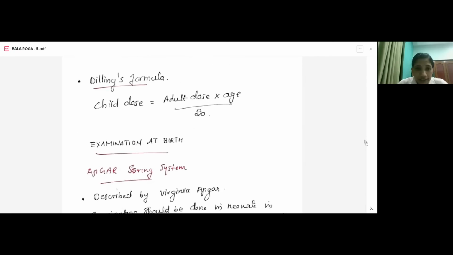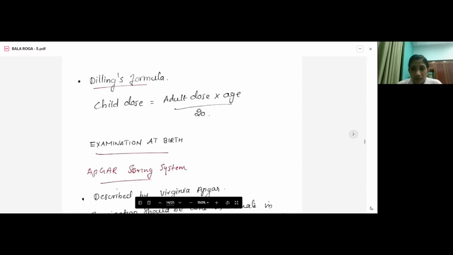Next is Dilling's formula. Write the code as दिल में 2 बार zero बोला. दिल में, Dilling's formula, 2 बार 2 and 0. 2 बार 0 बोला. Okay. Got the code?